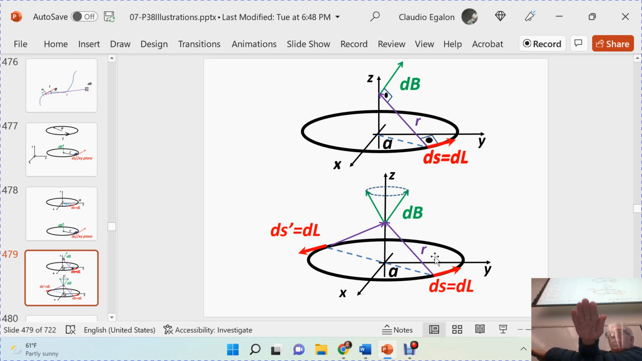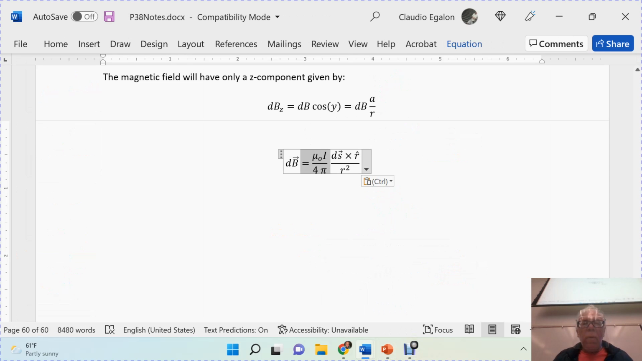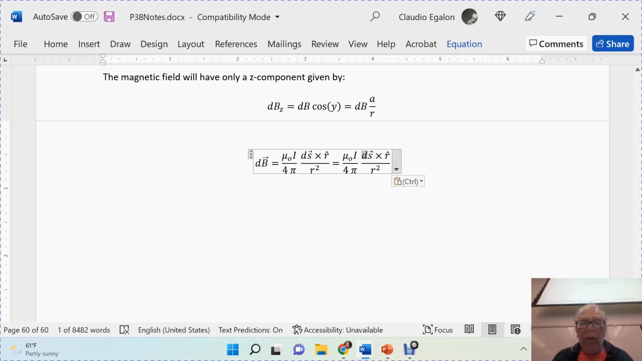Whether it's in the xy plane or above the xy plane, the angle doesn't change because we are talking about the axis of the loop. The angle here remains the same, 90 degrees. So what we end up having is a ds. Those two are perpendicular to one another. R hat has magnitude 1, so all we have to do is keep ds.